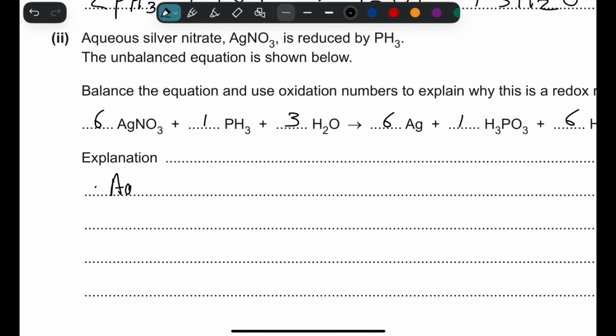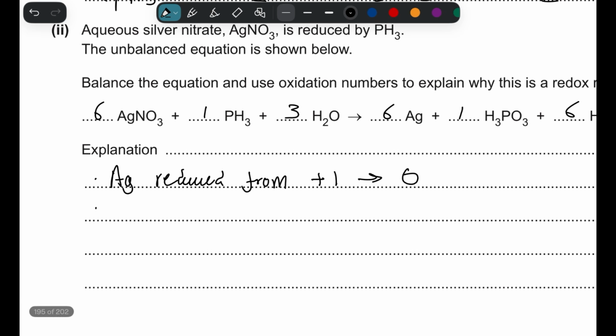So what we said is that we had silver reduced from +1 to 0. And we also had phosphorus oxidized from -3 to +3.